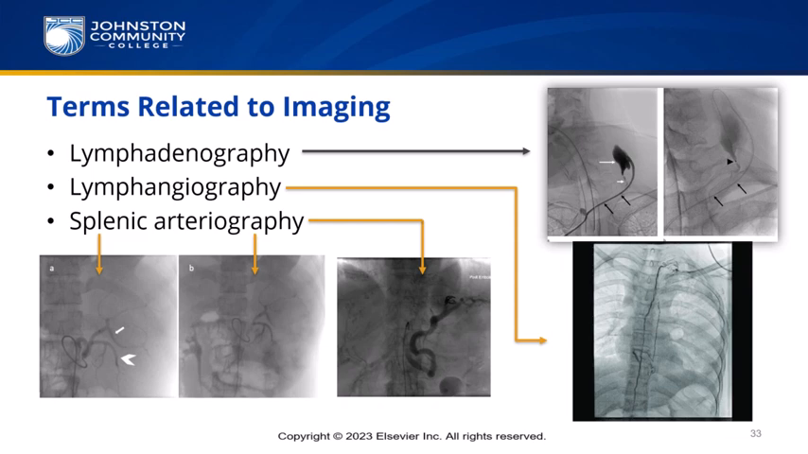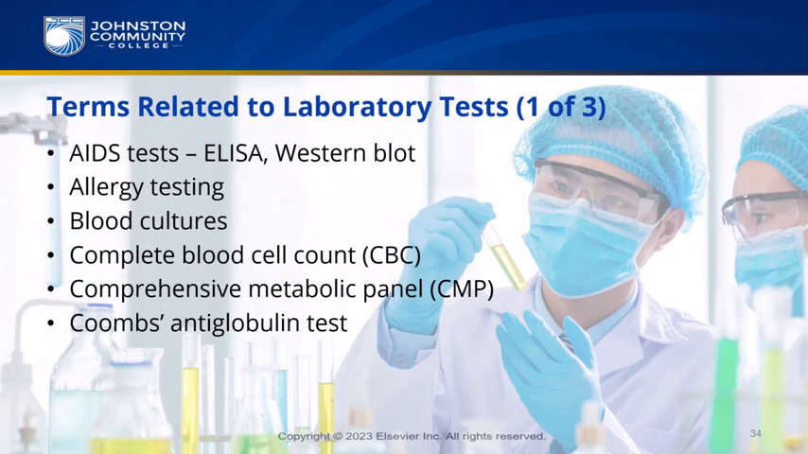Then we have lymphangiography, which is a radiographic visualization of a part of the lymphatic system after injection of a radiopaque substance. A splenic arteriography is a radiographic imaging of the spleen with the use of contrast medium. Terms related to laboratory tests.